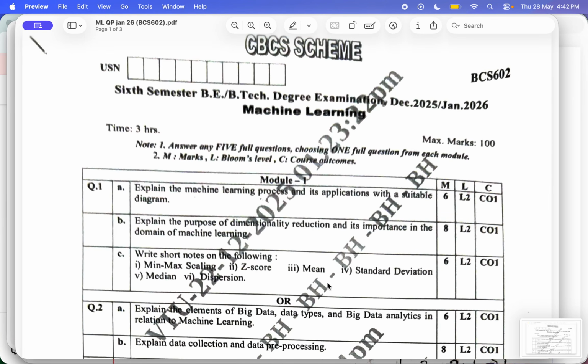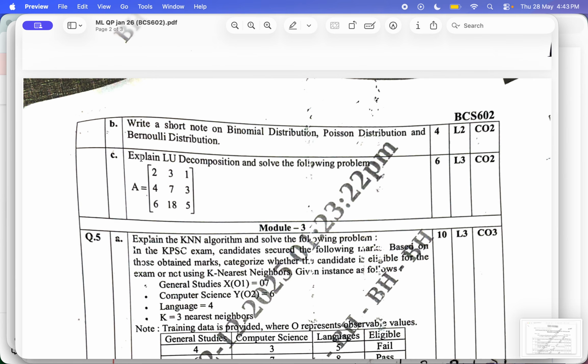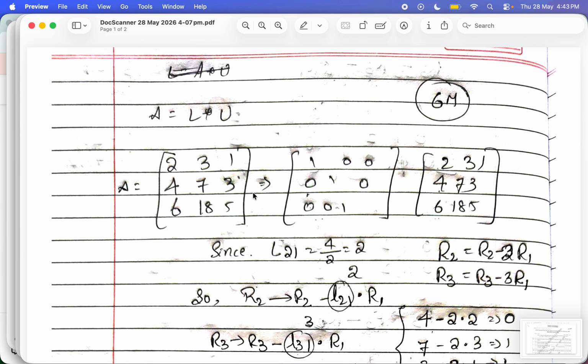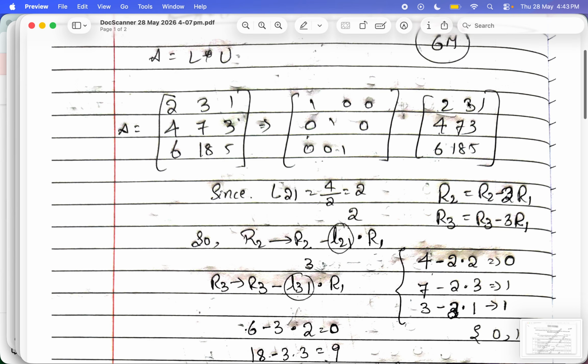So today in this video I will be explaining one problem from the question paper. Machine Learning BCS 602 question paper, which is of Jan 2026. The problem which I am discussing today is how to solve the LU decomposition. There are two methods to solve, and this question has been asked for 6 marks in the previous question paper. First, the row elimination method, and another way, the substitution method, you can also solve the problem.